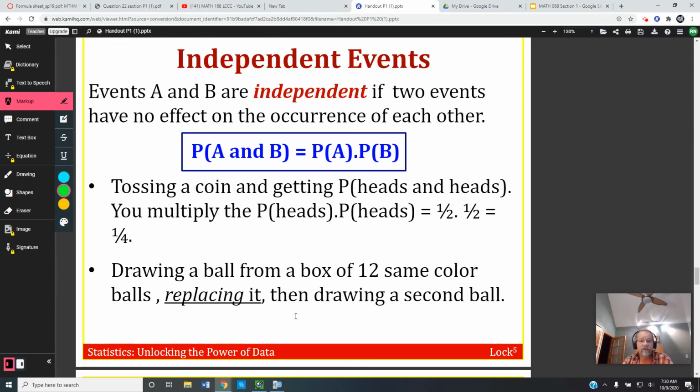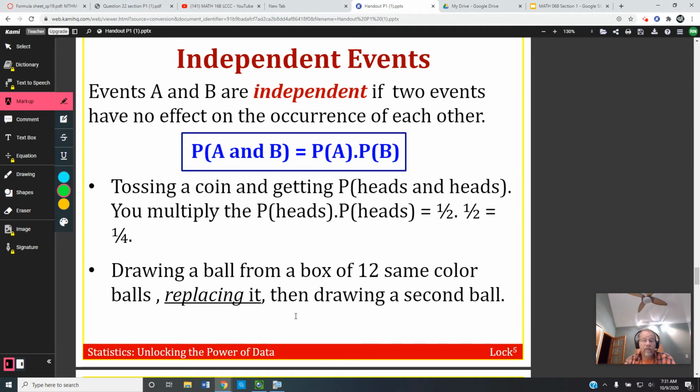It says independent events, A and B, are independent if the 2 events have no effect upon each other. In other words, the probability of A and B is the same as the probability of A times the probability of B. And that's what that means in that second box. Tossing a coin and getting a head and then another head, they are independent of each other. If you flip a coin and you get a head, when you flip it again, the first event had no influence upon the second event. The second event doesn't even know the first event happened. So the probability of A times the probability of A is 1/4 in this particular case.